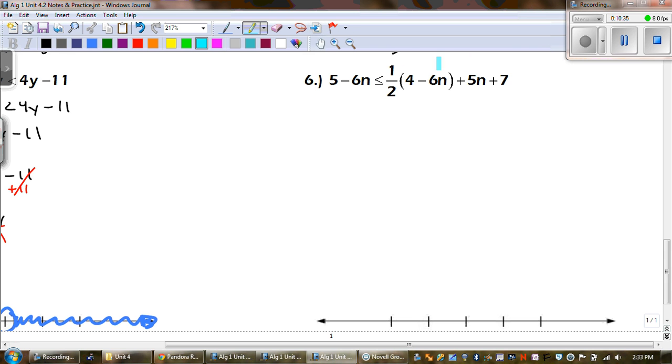Okay, number 6. Don't get scared because there's a fraction in there, and that's what we have to distribute. Okay. On the left side, we don't have to do anything. We get 5 minus 6n, less than or equal to half of 4 is 2. Half of 6 is 3.